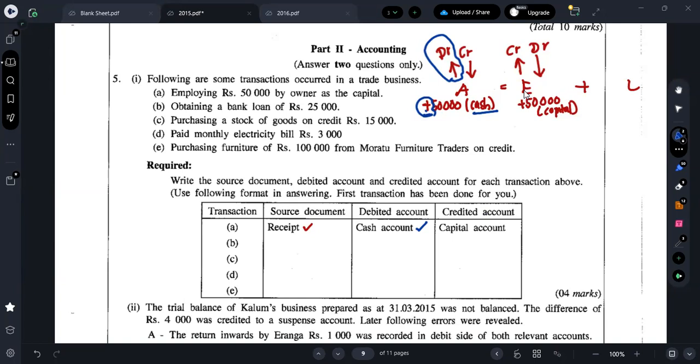How to figure out that? See what is happening to our equity. Equity is increasing. Now, equity increasing, what will happen to the relevant equity account? Relevant equity account will be credited. What is that relevant equity account? Capital. Therefore, capital account will be credited. This is the thing, guys.